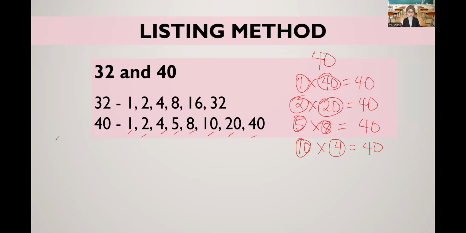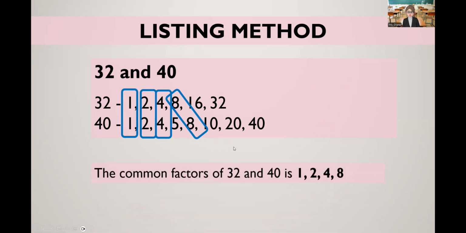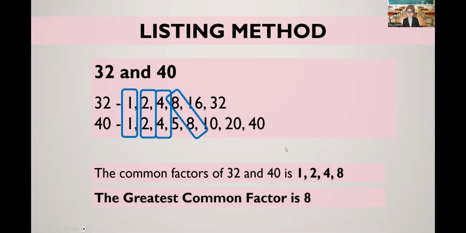Now, after we list all the factors of 32 and 40, you have to get the greatest common factor here. And what is the greatest common factor that you can see here on the list? We have 4 common factors: 1, 2, 4, and 8. And the greatest number is 8. So the greatest common factor of 32 and 40 is 8.